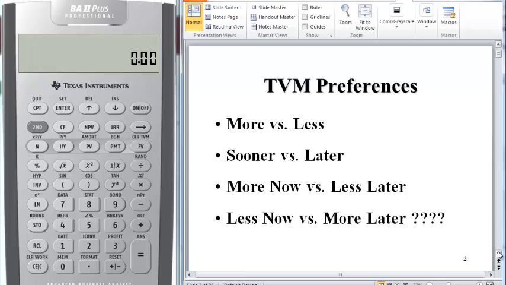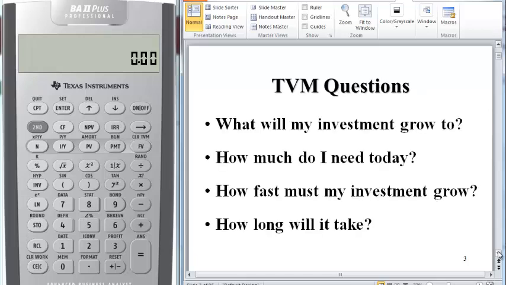Remember, time value of money is simply preferences. Do I want more later? Do I want more now? Do I want less later? Do I want money sooner versus later? So we answer a lot of questions with basic time value of money.